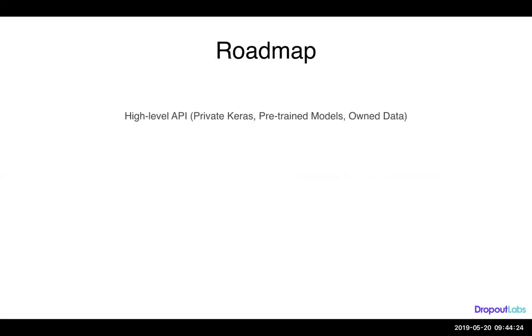We want to have high-level APIs. We already saw some hints of that, where we have Keras. What does that mean when you have your own encrypted data? We're going to expose some pre-trained models. That's this concept of own data.